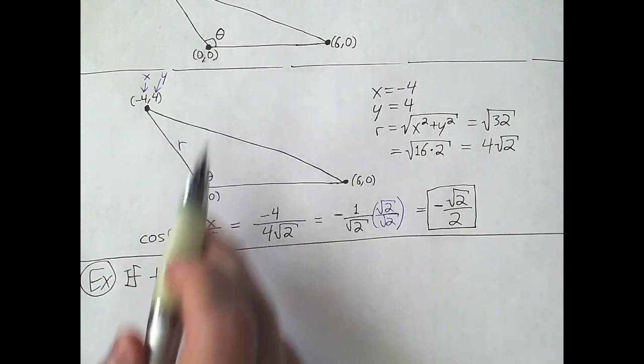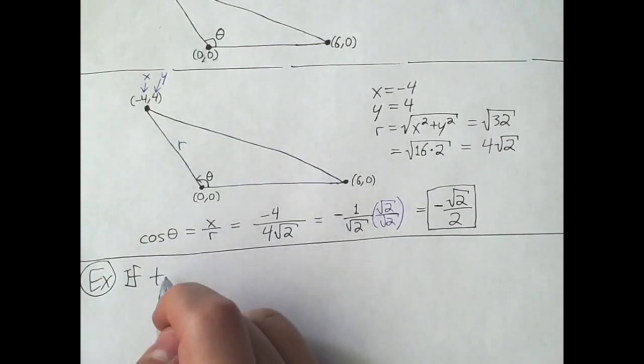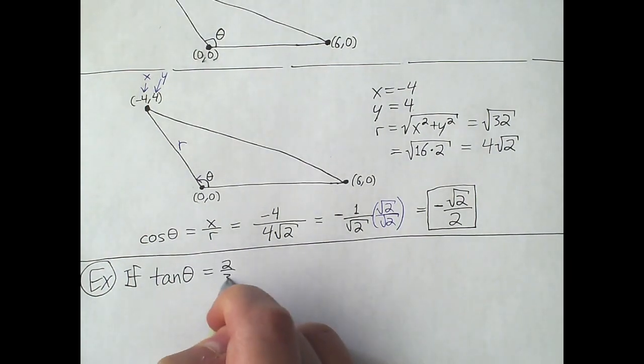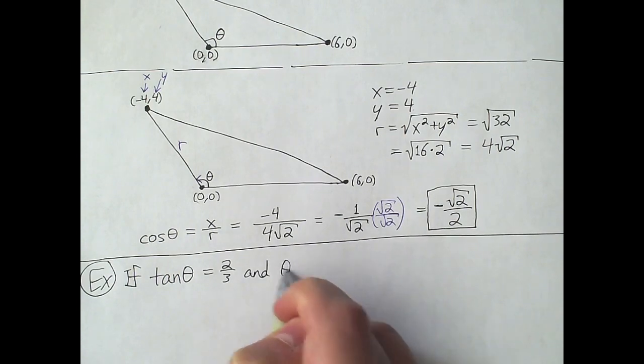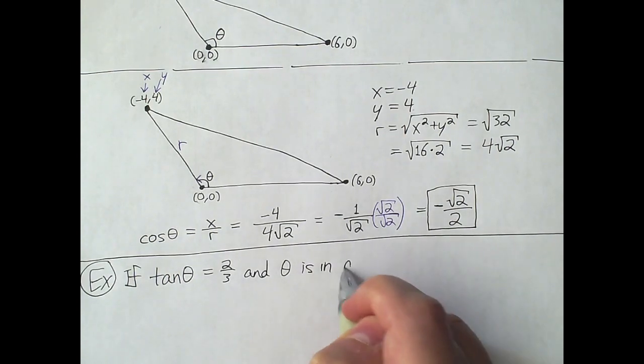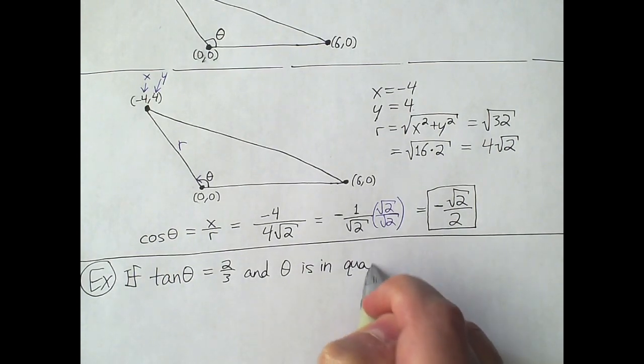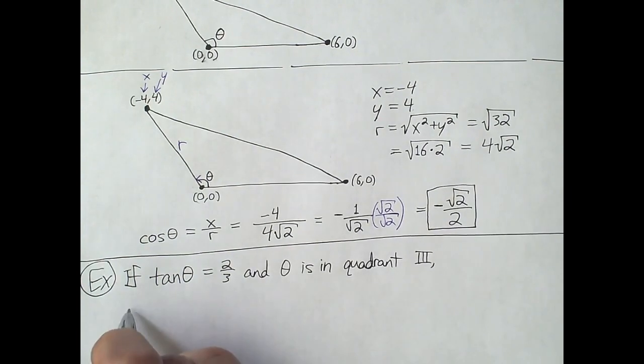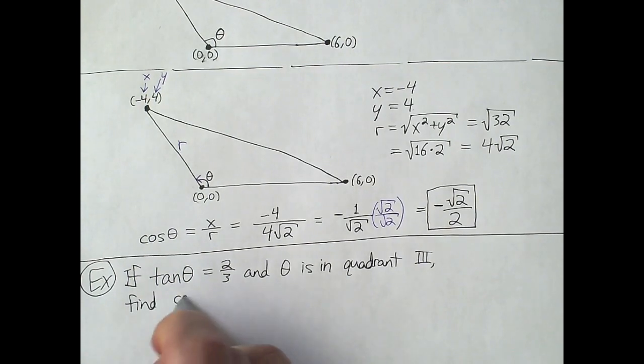I guess I didn't really need to draw 2 pictures of that triangle. We didn't really add all that much to it. All right, different type of problem. If tangent of theta equals 2/3 and theta is in quadrant 3, find cosine of theta.